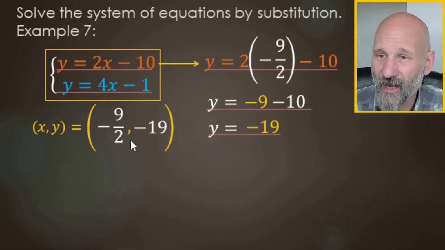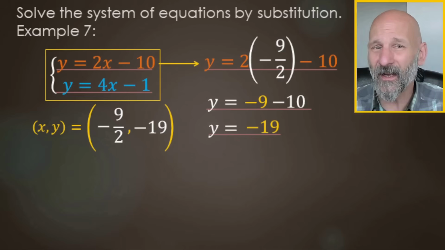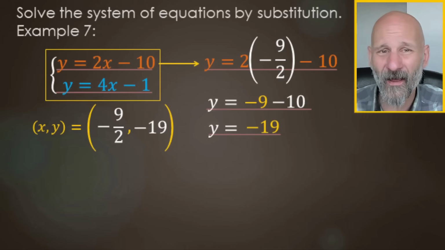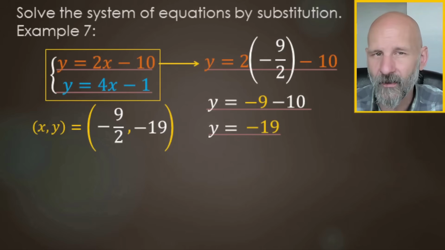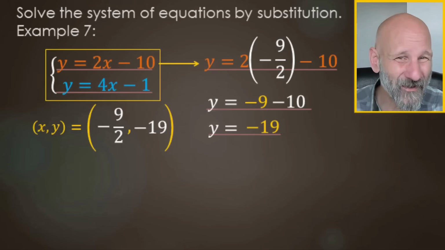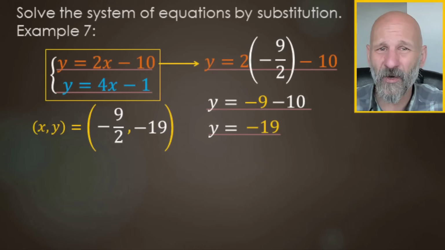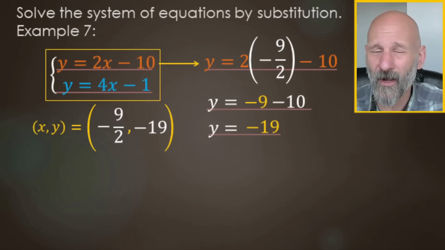So negative 9/2 comma negative 19 is the ordered pair that makes both equations true. This is why we have solving algebraically and not just solving by graphing, because this one here, finding the negative 9/2, that one's kind of hard to see on a graph, and negative 19 is pretty far down on the graph. It's going to be hard to see. You're going to end up with a big old graph there. Probably faster just to solve by substitution.